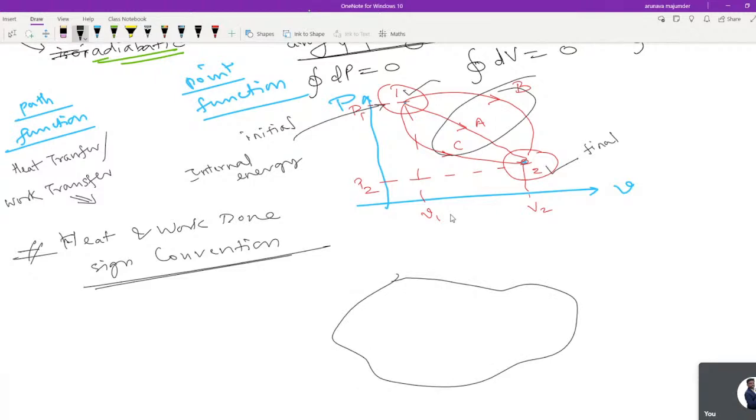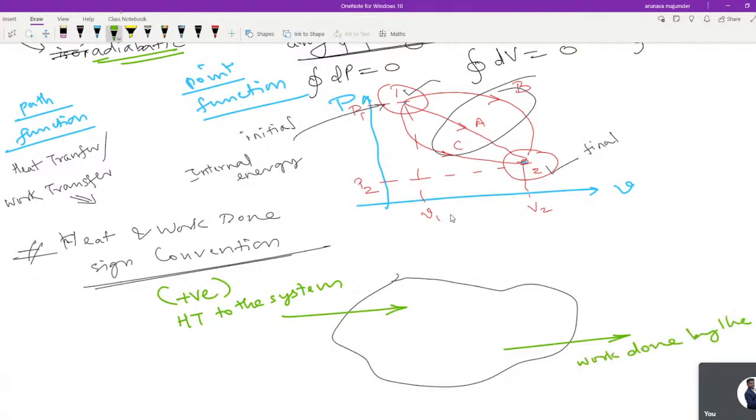Just consider there is a system, right? With heat transfer and work transfer, there is a positive and negative relation. So remember this color graph. When heat is transferred to the system, heat entering the system is always positive. And work done by the system is again considered positive.